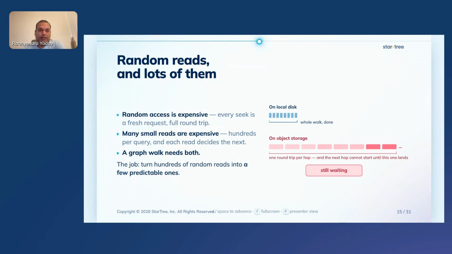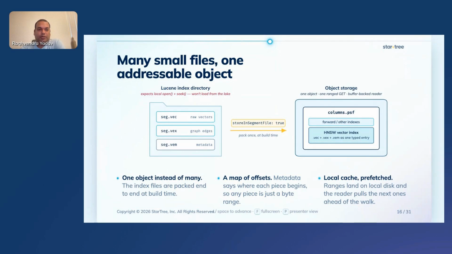So when you are building vector search on object store, you need to ensure that you solve all these problems and make it performant, both from a cost perspective and the latency point of view. So how do we do it? We use Lucene's HNSW library, a vector index library. Lucene creates a lot of small metadata files and index files. So the first thing we do is combine all of these multiple objects into one, and we create a map of offsets where each metadata is kept.